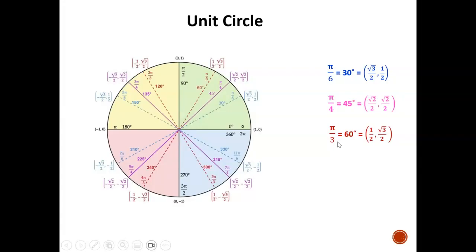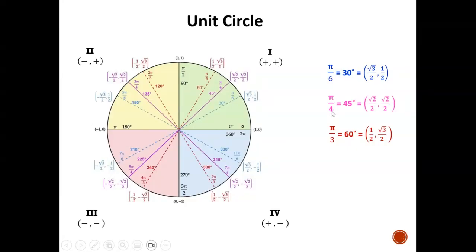And the same thing with pi over 3: anything with a 3 in the denominator, this is my point, 1/2 and the square root of 3 over 2. You see pi over 3, 2 pi over 3, 4 pi over 3, and 5 pi over 3. They all have the same point, but the quadrant tells us if it's positive or negative. Quadrant 1, everything's positive. Quadrant 2, the x is negative and the y is positive. Quadrant 3, they're both negative. And quadrant 4 is positive, negative.